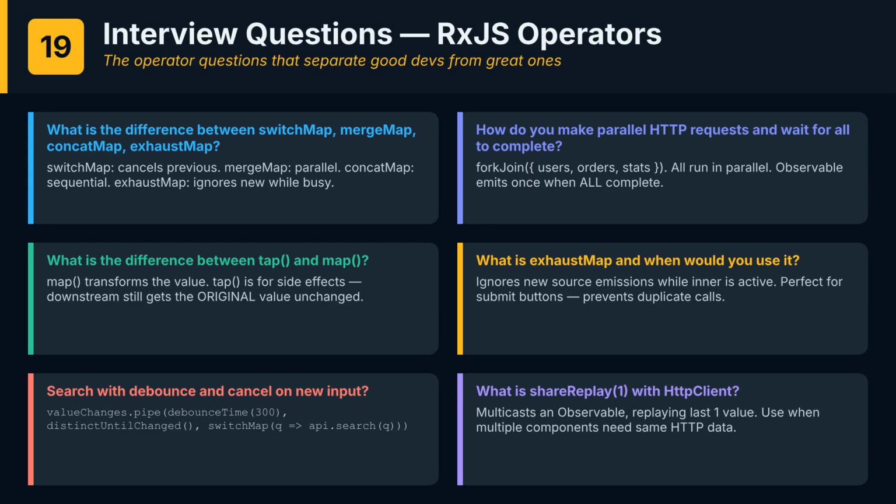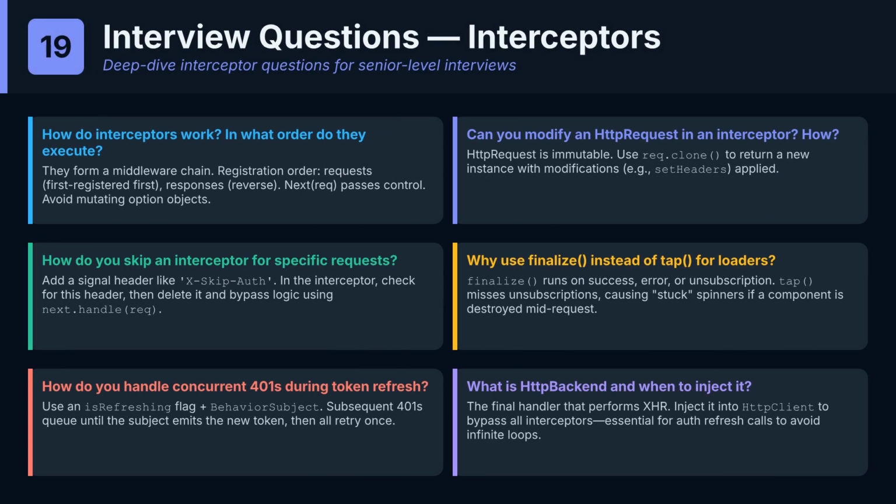Mastering RxJS operators is essential. Know the mapping operators like switchMap, mergeMap, concatMap, and exhaustMap, and how to use forkJoin for parallel requests. Also, distinguish between tap, for side effects, and map, for value transformation. For interceptors, understand their execution order and the immutability of HTTP request requiring req.clone for modification. Use a signal header to skip interceptors and finalize, instead of tap, for robust loader management.